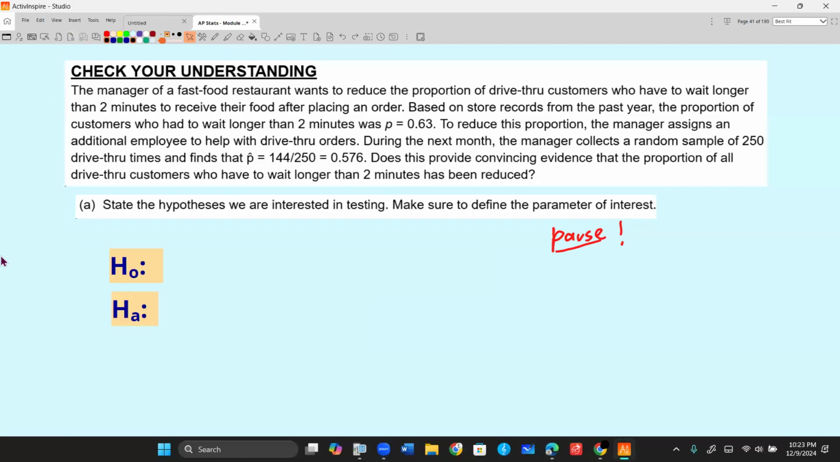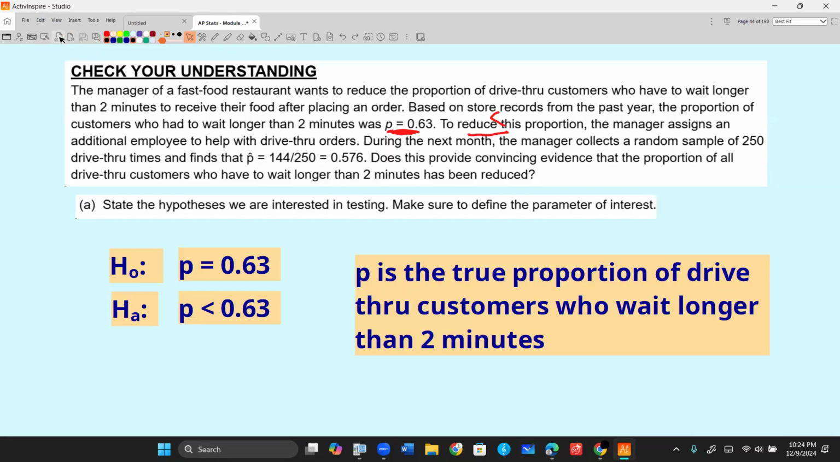Let's look at the first part. So we're going to set up our H0 and our Ha. Our null hypothesis is p equals 0.63. That's right up here in the problem, given to you right here. This was historical data. And then the alternative is we're trying to reduce this, so less than. Our alternative would be p is less than 0.63, not p hat, p, because it's a proportion and we always use the parameter. We have to define that parameter. So p is the true proportion of drive-through customers who wait longer than 2 minutes. That is our parameter.